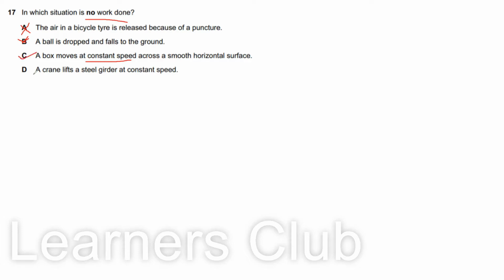Let's check D. A crane lifts a steel girder at a constant speed. Even though it's lifting at constant speed, to lift it, work has to be done against gravity. As a result, option D is not the answer. Therefore, the answer is option C.